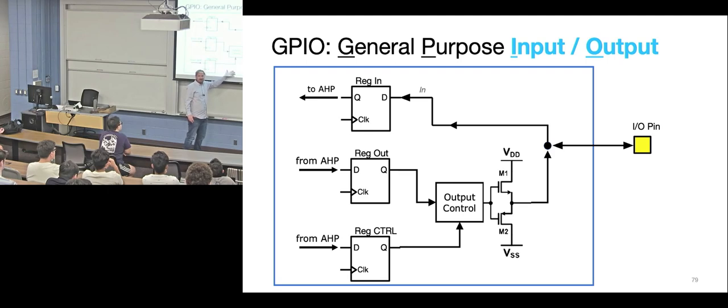Sometimes a pin can be an ADC pin or a UART pin or a serial communication pin. But for right now, we'll just think about it. It's going to be either an input or an output. What questions do you guys have so far? Oh, too many circuit diagrams, I know.